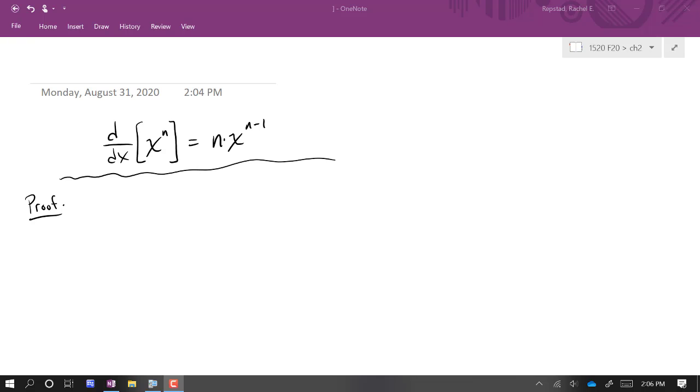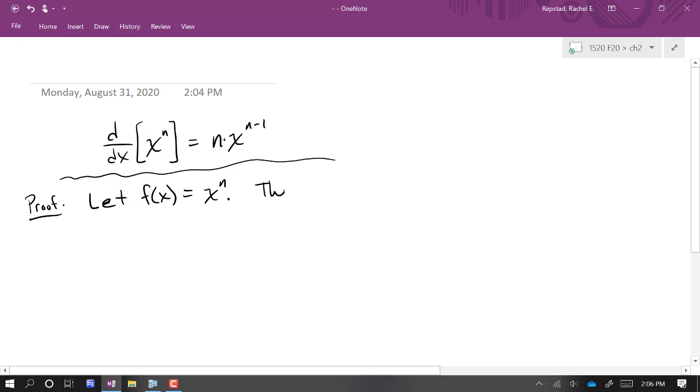So I'm going to work out how we get this result by using the limit definition. In this case, our function is x to the n. We're going to find f prime of x. So then f of x plus h is x plus h to the n.